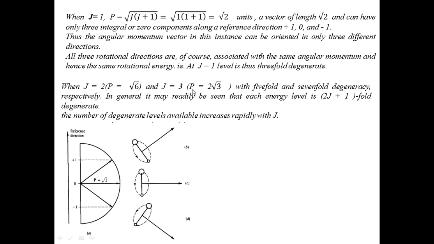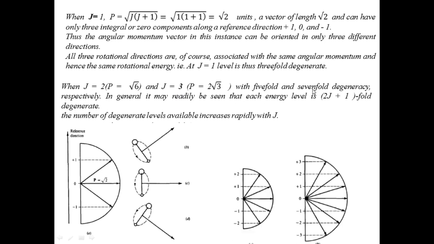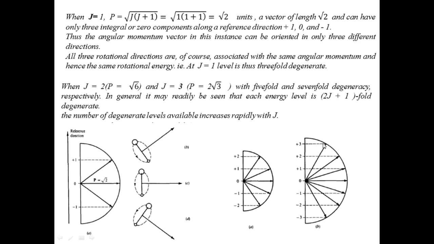When j equal to 3, we have 2 root 3, and they have 7 directions, that is minus 3, minus 2, minus 1, 0, 1, 2, 3. That is, j equal to 2 is 5-fold degenerate, and j equal to 3 is 7-fold degenerate. You can see in this figure it is 5-fold degenerate when j is equal to 2, and 7-fold degenerate when j is 3. So from this figure, the number of degenerate levels available increases rapidly with increasing j value.